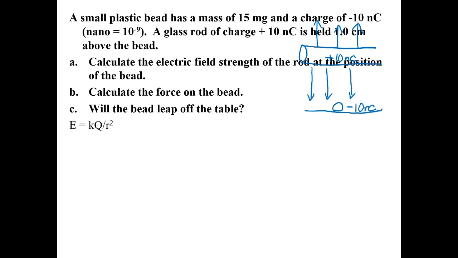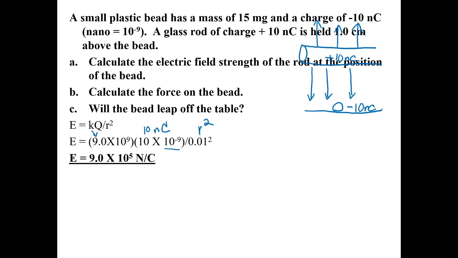So for part A, getting the electric field strength, it's really pretty easy. It's just E equals kQ over r squared. You might say, why didn't you use F over q? We can't use that yet. We don't know anything about the force. So k is 9 times 10 to the 9th. Now remember, it was 10 nanocoulombs, and nano is 10 to the minus 9th. So I'm getting the 10 to the minus 9th, and here's r squared. So we get E is 9 times 10 to the 5th newtons per coulomb. And remember, electric field strengths are really, really large.